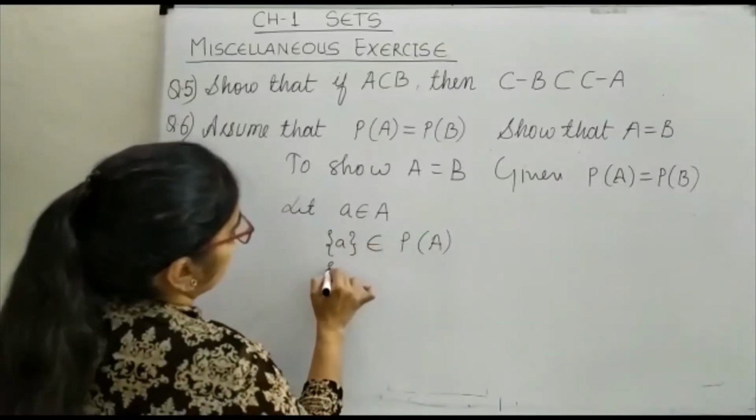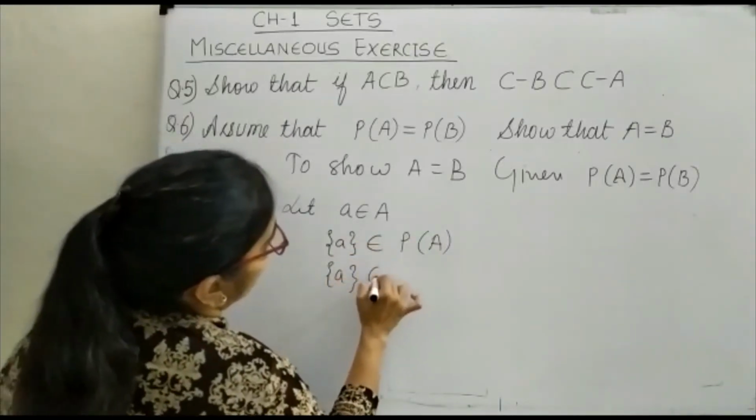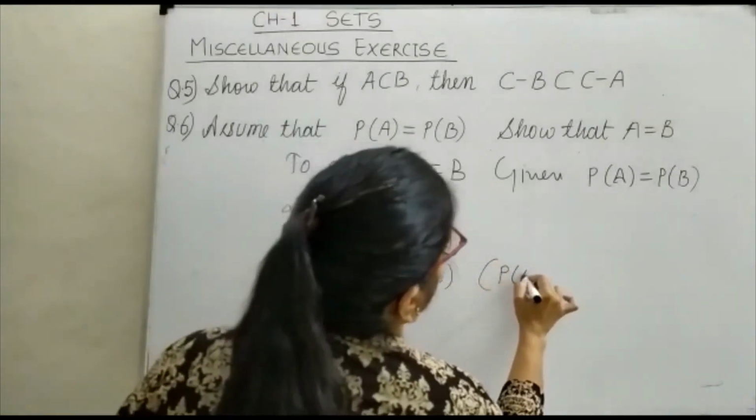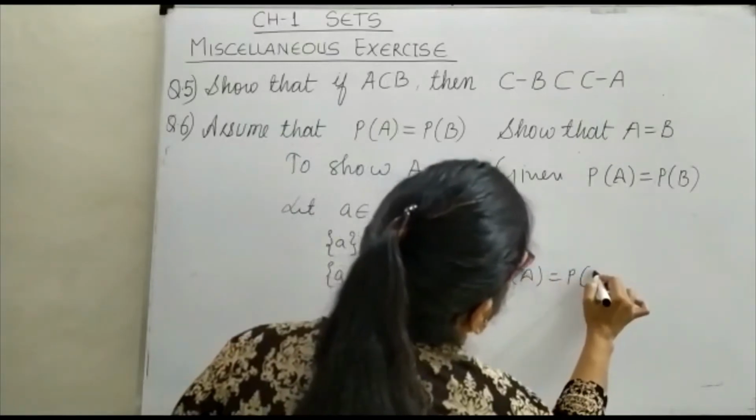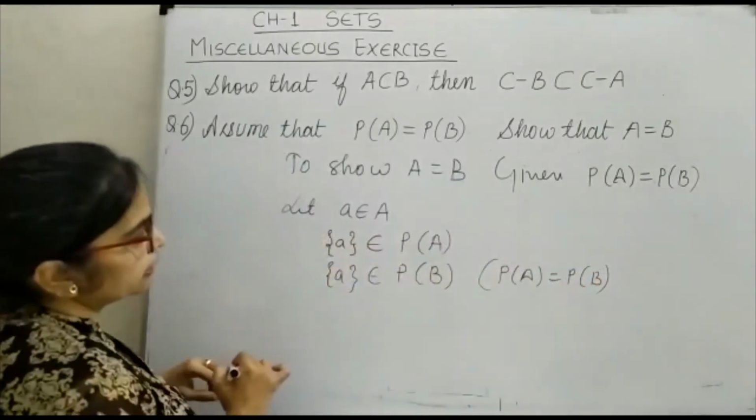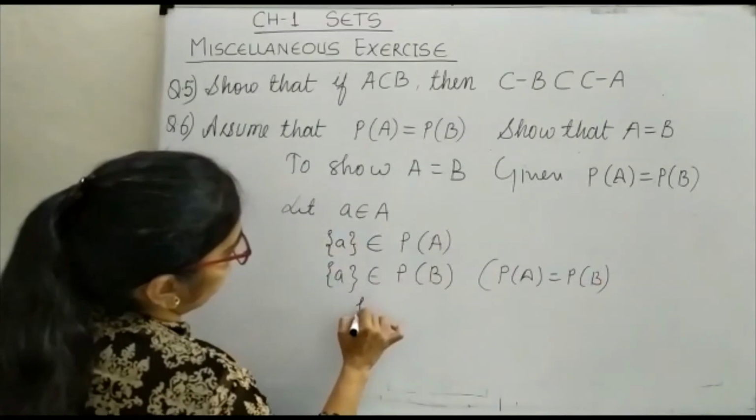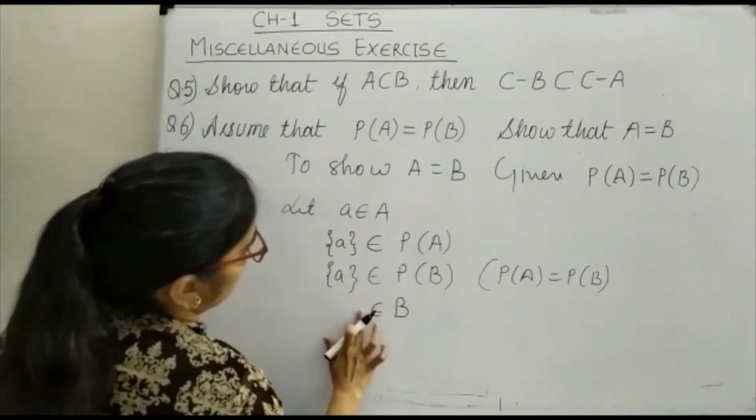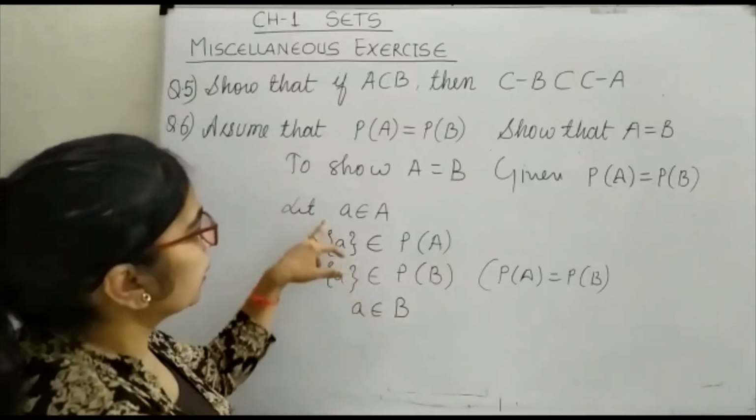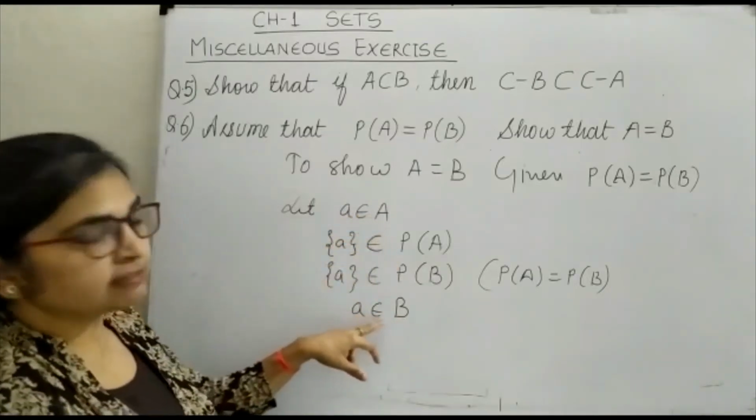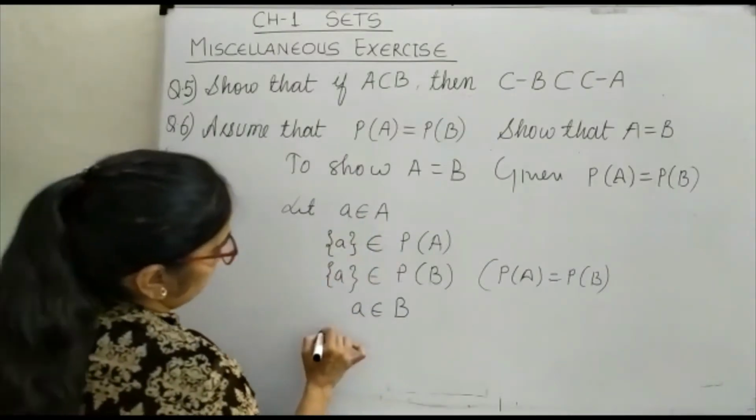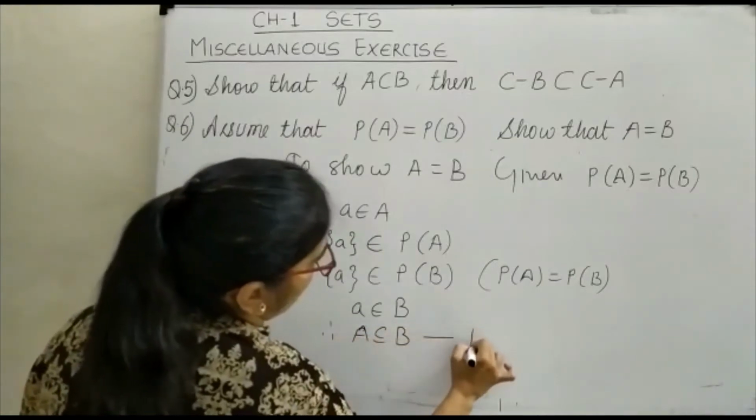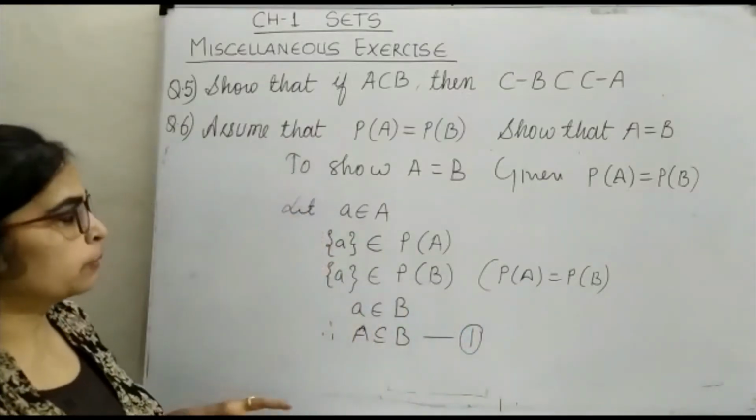Now you can see that this will also belong to the power set of B, because the power set of A is equal to the power set of B, right? Now just see, after this, A belongs to B. Now a belongs to A implies a belongs to B. Therefore A is a subset of B. Let this be equation number 1.